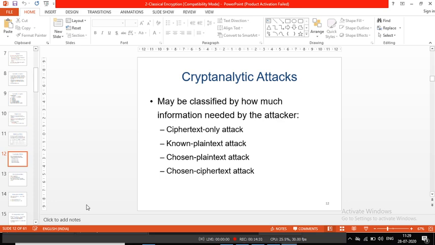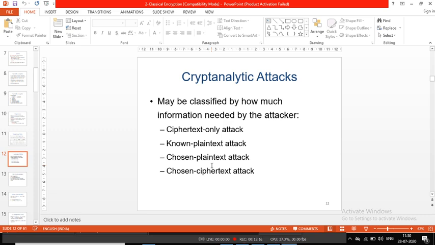Clear? Next, cryptanalytic attacks. What are the types of cryptanalytic attacks? Cryptanalysis is the study of attacks. Cryptanalytic attacks will be used by the cryptanalyst, some hacker. The hacker will have these four possibilities: ciphertext only attack, known plaintext attack, chosen plaintext attack, and chosen ciphertext attack. These are the four types they are going to experiment with.